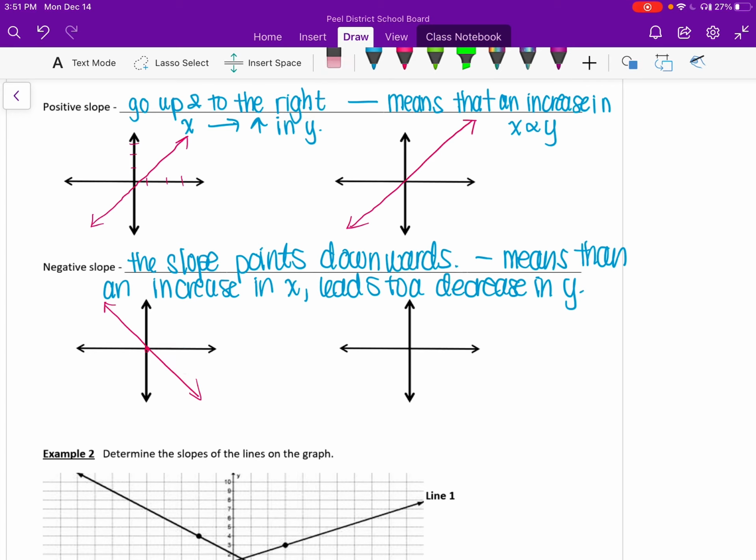Same thing over here. If I have something starting here, let's make it a little steeper of a line, right? Notice how at a low x value, because it's on the left side of 0, I have a high y value. And at a higher x value, I have a lower y value. That's important to remember. I'm just going to draw this back in.